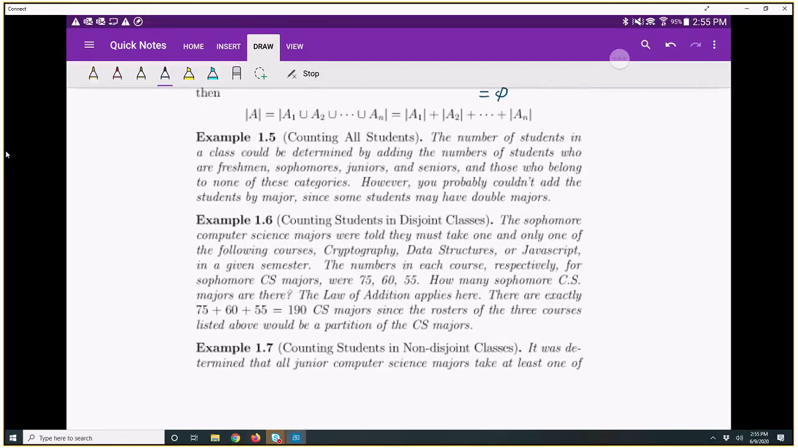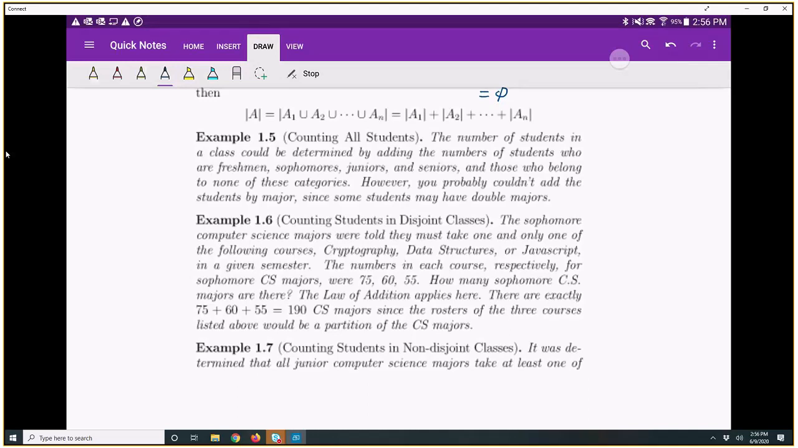So say we wanted to count the number of students in the class. We could just count them individually, one by one. That would be one way of counting the number of students in a class. Or we could group them. Maybe we could count the number of freshmen in the class, and then the number of sophomores, the number of juniors, the number of seniors, and then those who don't belong to any of these categories.